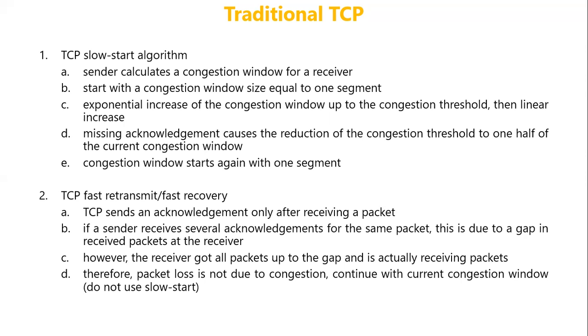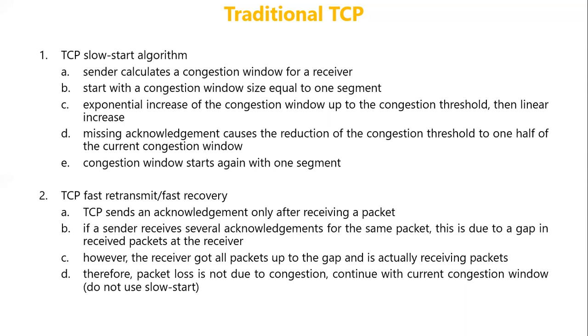If the sender is getting multiple acknowledgements for the same packet, then it represents two things. It represents that the receiver has received up to that particular packet for which it is sending the acknowledgement, and also it has received all the packets until that particular packet in sequence. So in this case, most probably the packet loss may not be due to congestion, but may be due to some transmission error.